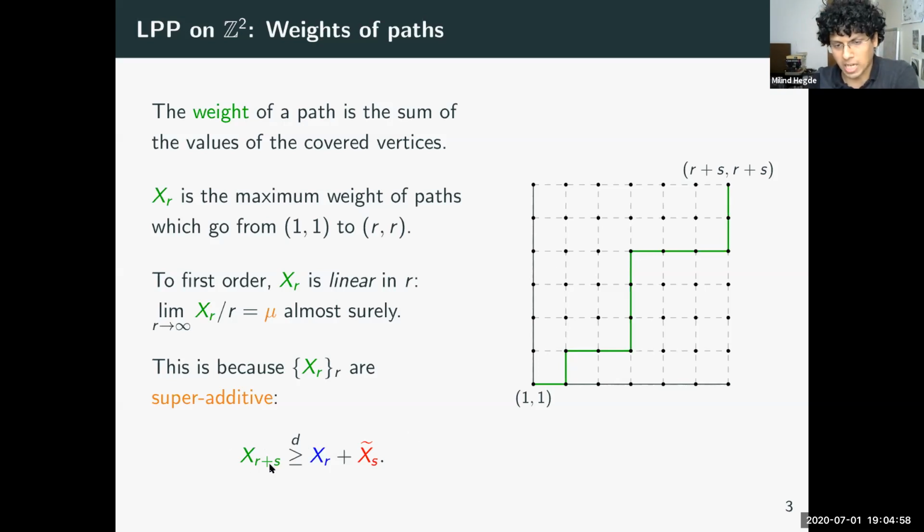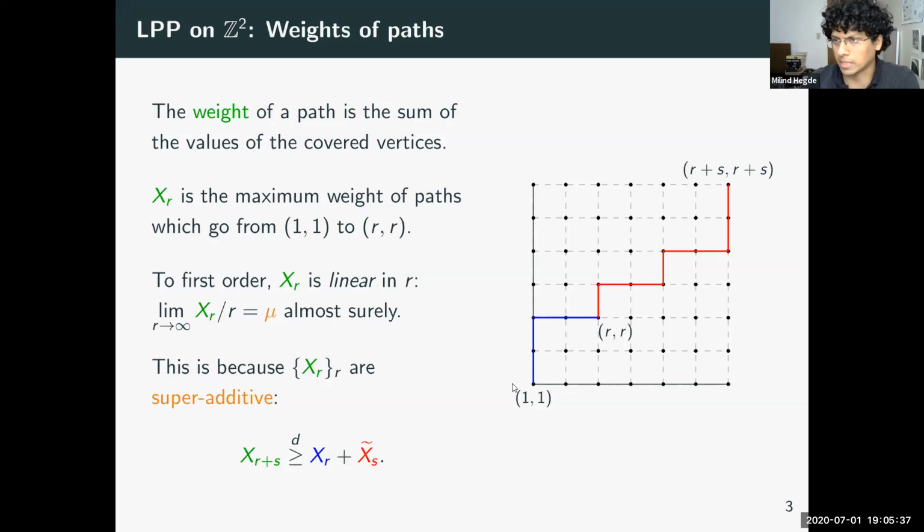if you look over here, X_{R+S} will be at least X_R plus X tilde_S, where X tilde is an independent copy of X_S. Just as a depiction, if this green path is the one which attains the maximum weight, you can also consider this alternate path, which passes through the point (R,R). So this blue path is from (1,1) to (R,R), and the red path is from (R,R) to (R+S,R+S). So the concatenation of these 2 paths is also a path from (1,1) to (R+S,R+S), and therefore it's a candidate which is being maximized over for X_{R+S}.